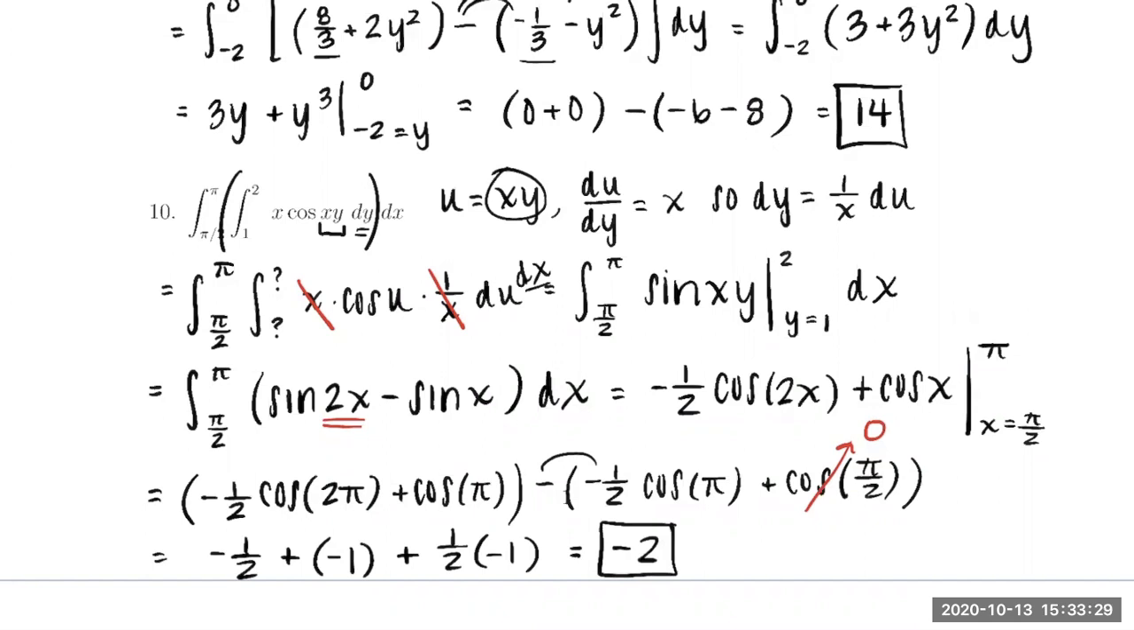And again, keep in mind what this is representing. It's representing the volume beneath the surface defined by x cosine of xy over this rectangular region defined by the limits of integration.